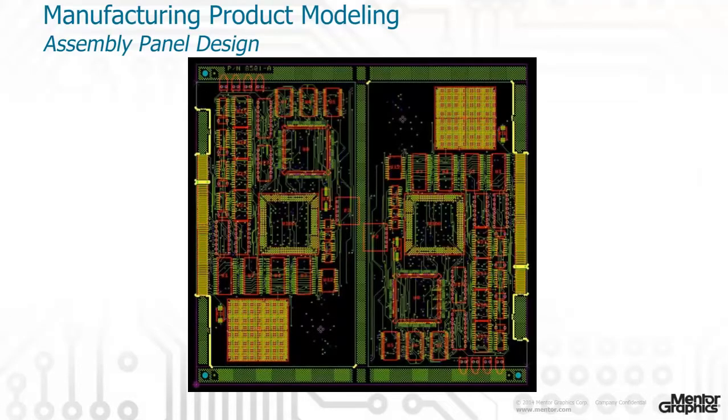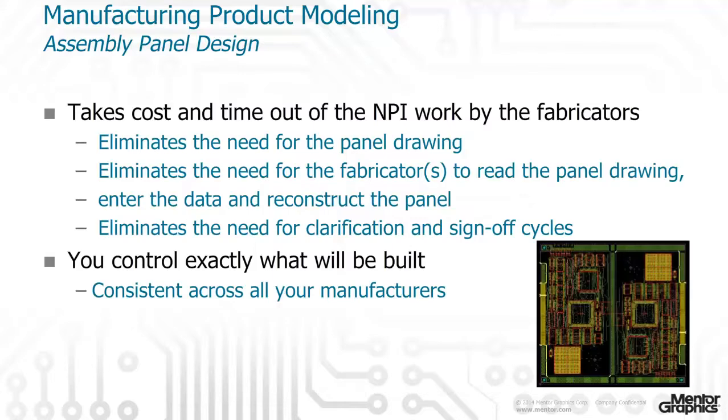What you have just seen illustrates how, by building the assembly panel in data, the need for the assembly panel drawing has been eliminated. No need for the fabricator to read the drawing, enter the data and reconstruct the panel, or engage in clarification and sign-off cycles. In the end, it is all about you, the design authority, fully controlling the definition of what will be manufactured by all of your manufacturing suppliers.